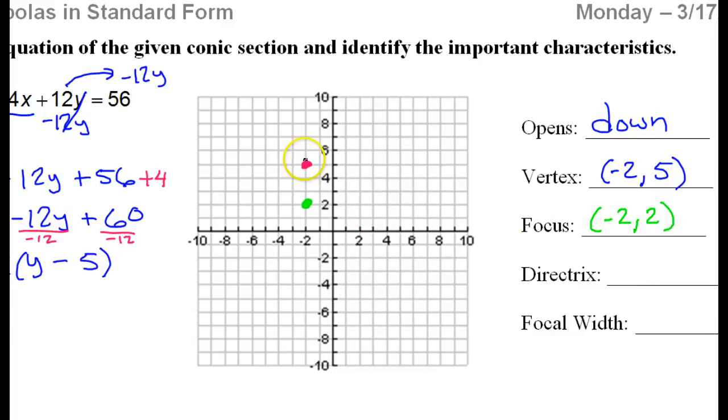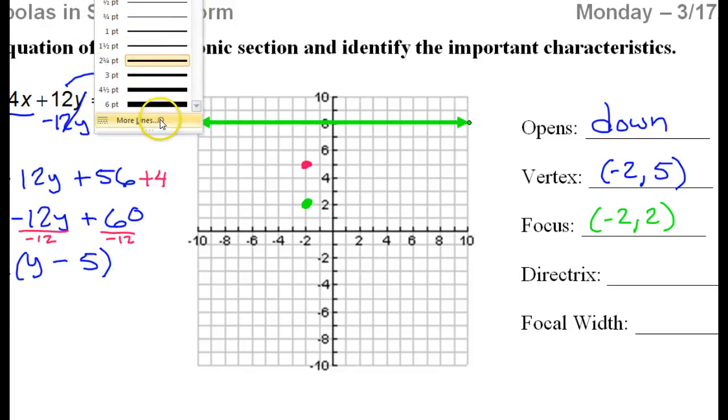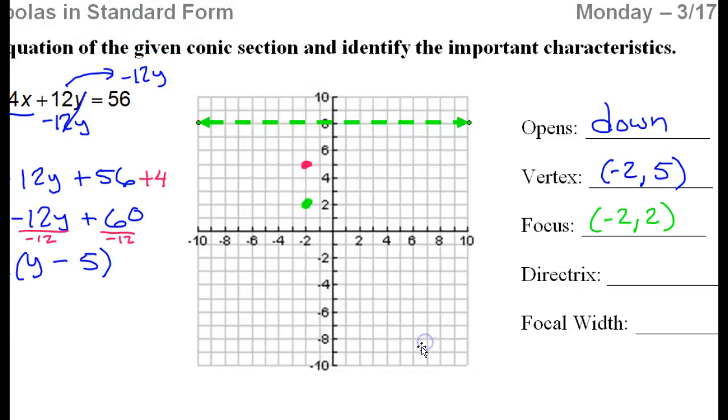Alright, now the directrix will be in the opposite direction from the focus. So if the focus is down 3, then the directrix is a line that will be up 3 from the vertex. Alright, so our directrix will be here. Okay, now let's go ahead and name it. So this is y equals 8. Horizontal lines are always y equals the number. Vertical would be x equals.